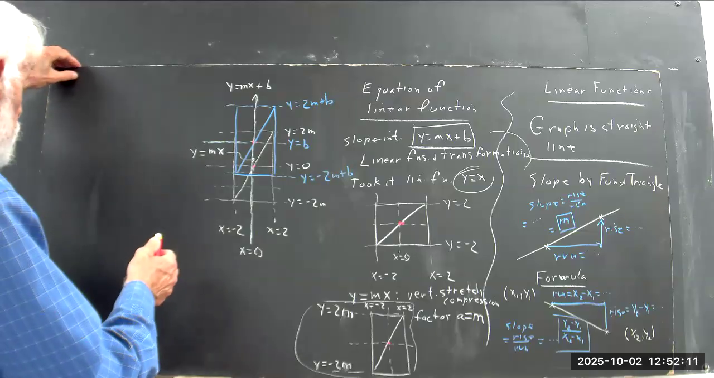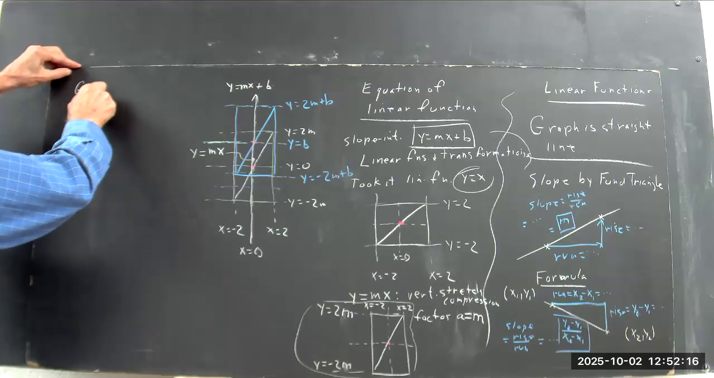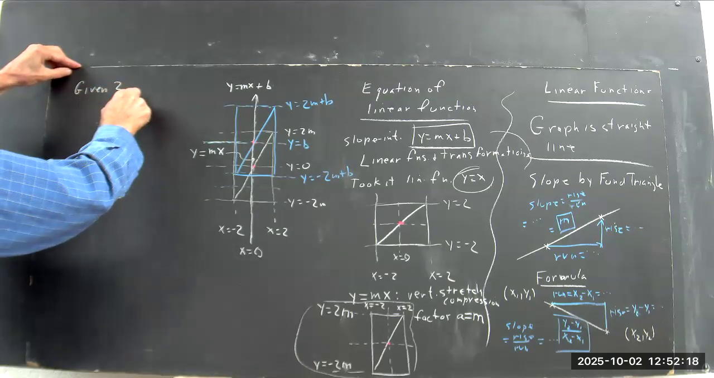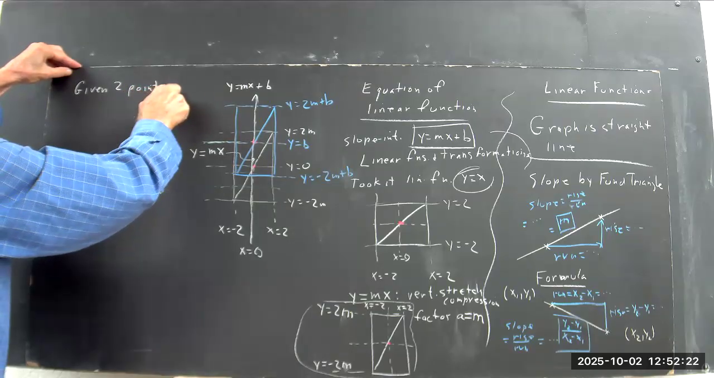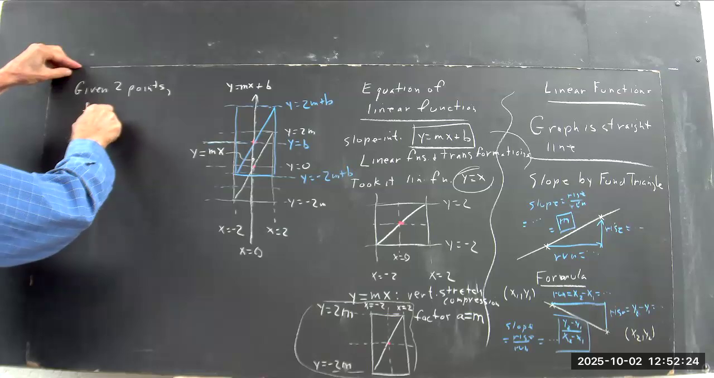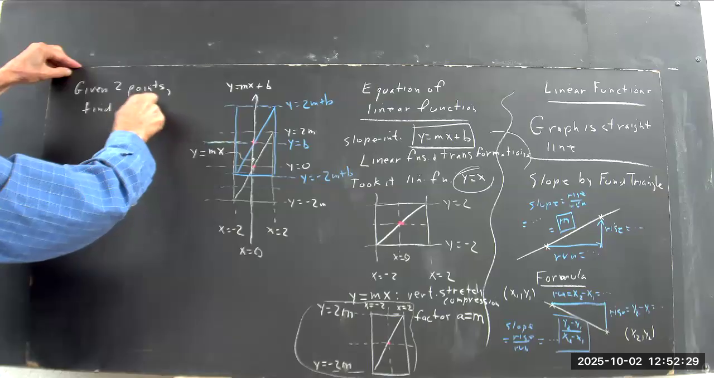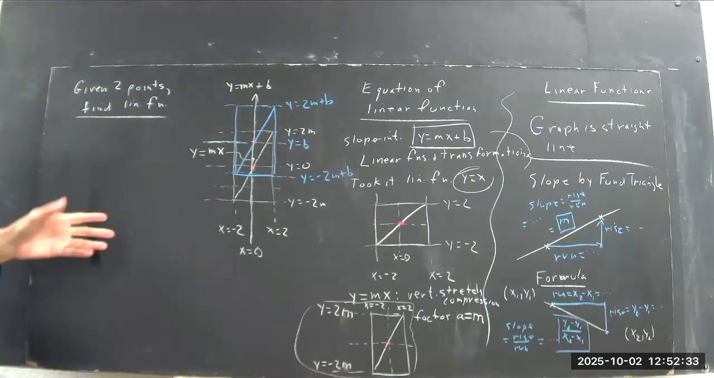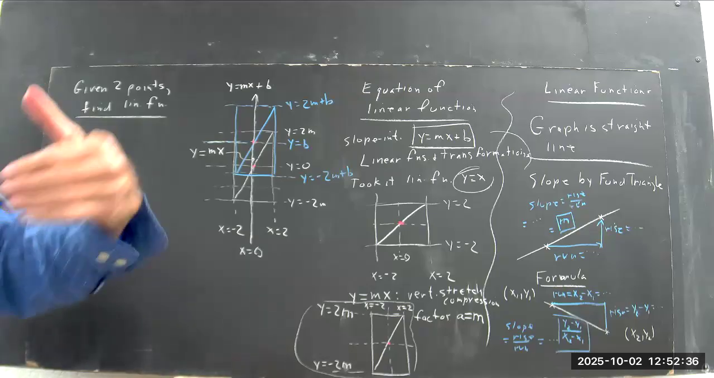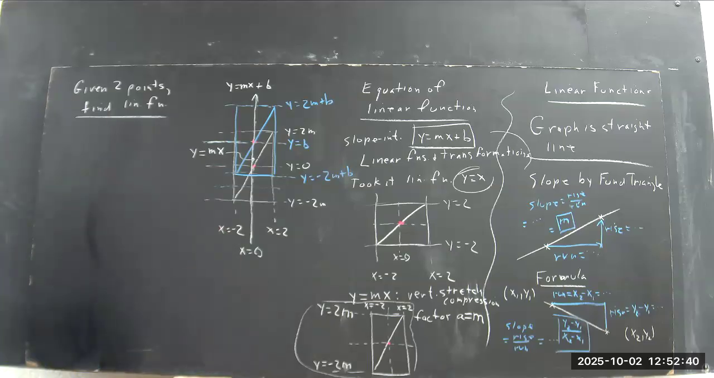Move right into what we do if we know 2 points. Given 2 points, we find a linear function. Implicitly, that's a linear function that goes through those 2 points, because why else would we talk about 2 points? Defining a linear function.